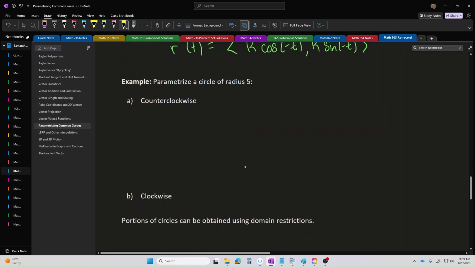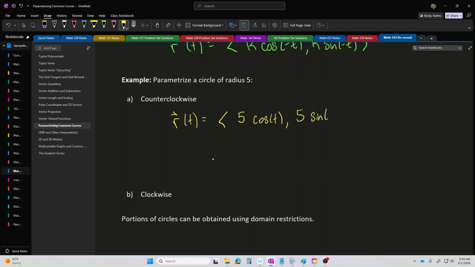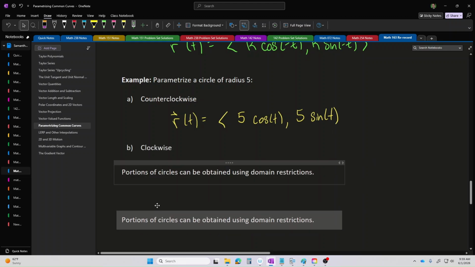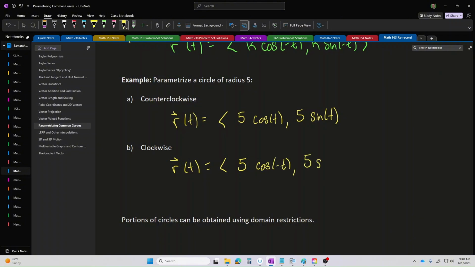If someone asked us to parameterize a circle radius 5, then we would say, okay, circle radius 5 traversed counterclockwise would be 5 times cosine of t, 5 times sine of t. In the clockwise direction, we would just put a minus t in the input instead of positive t to cause the angles going into sine and cosine to be drawn clockwise.